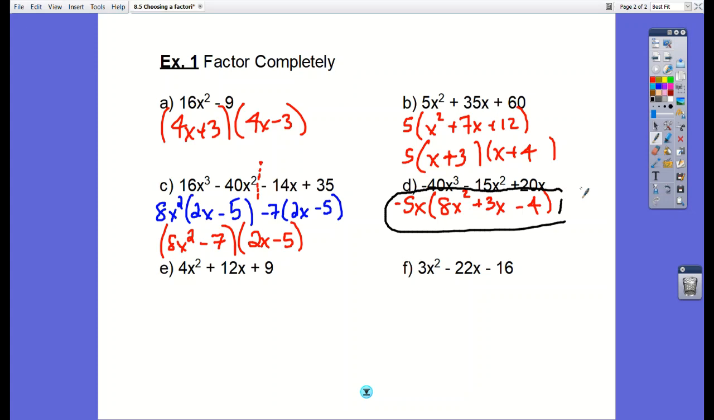Yes. Actually, no. Okay. So this is it. This is just a GCF problem. It looks like it's a trinomial problem, but it's not. It's just strictly a GCF problem. Alright, so let's keep going.